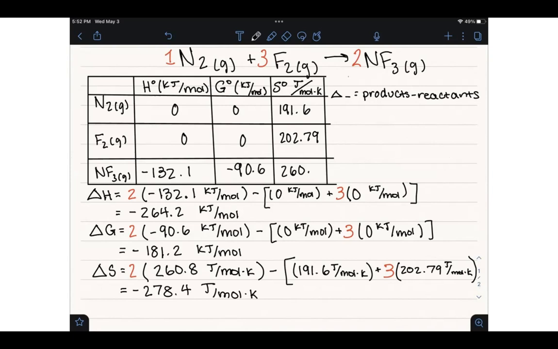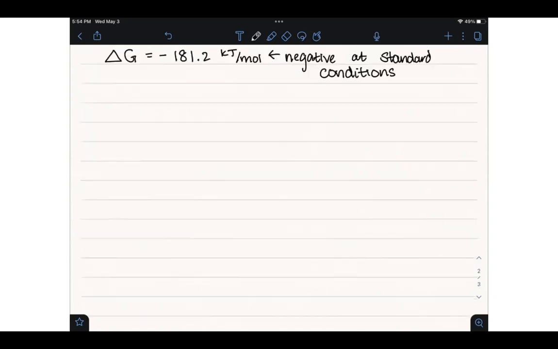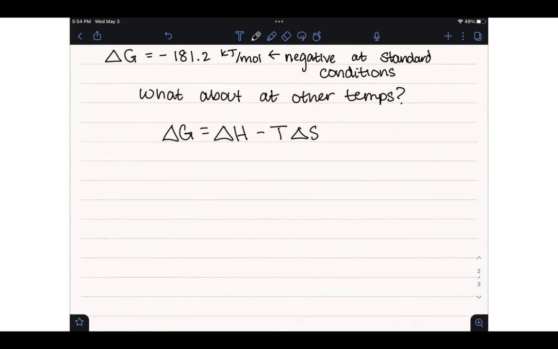So the next thing we're going to do is make sure that we understand what these values mean. We're going to be thinking about this with the reaction for delta G. The first thing I thought about was that delta G, the free energy, is negative at standard conditions, which means that at standard conditions, it will be spontaneous, but we don't know what it would be for different temperatures. So we're going to go ahead and look at this equation.